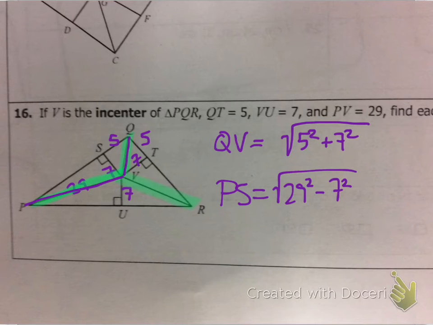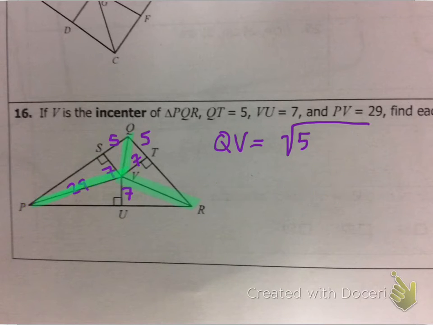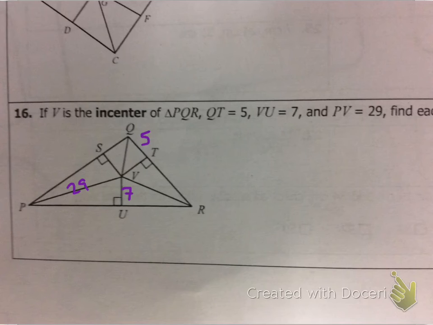Okay, so here's number 16, and on number 16, let me back this up a bit and kind of get you from here. So right here, I should know, because this is an in-center, those two next to each other are going to be the same, and then all these little sides right here are going to be that. And so I can answer, what is SV? SV would be 7. QS would be 5. And then I need QV and PS.